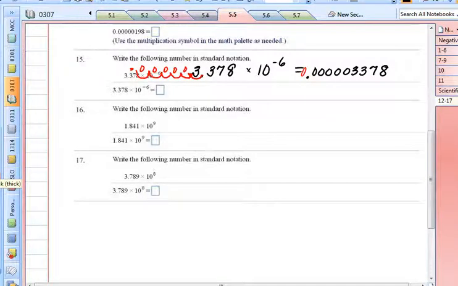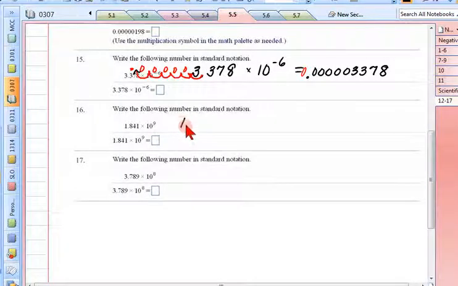So I didn't worry about which direction until I looked at this problem and said, oh, negative exponent, this has got to turn into a tiny decimal. The only way that's going to happen is for the decimal point to have moved to the left. So if it was positive, you would have gone to the right. All right, and that'll show up in number 16.